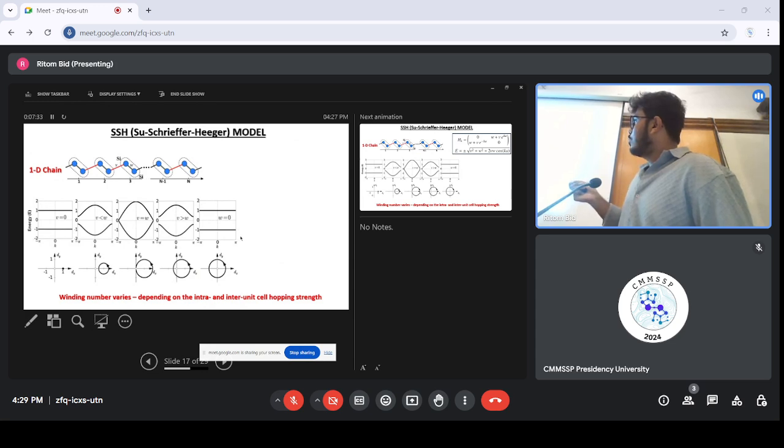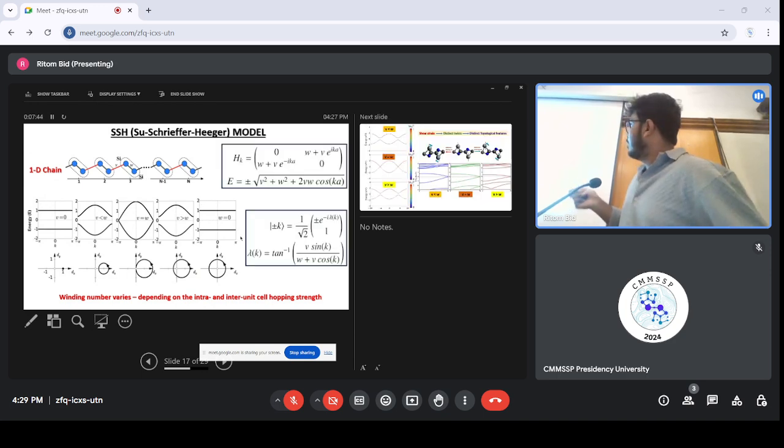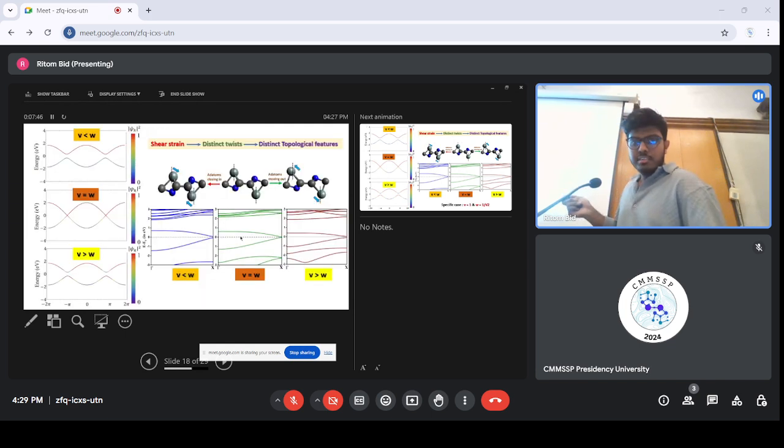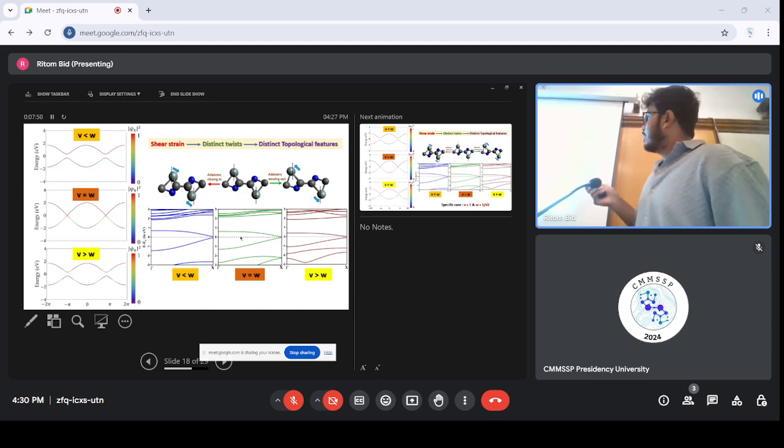1D system. As we know, in our main structure there is equal inter-unit cell hopping strength and intra-unit cell hopping strength. So we have written down the Hamiltonian, and we have imposed some shear strain for different twists of the dumbbells. You can see the twists here. For different twists of the dumbbells, for one, the atoms get closer, and for one, the atoms move outside from this. For the pristine case, the band structure gap closes.